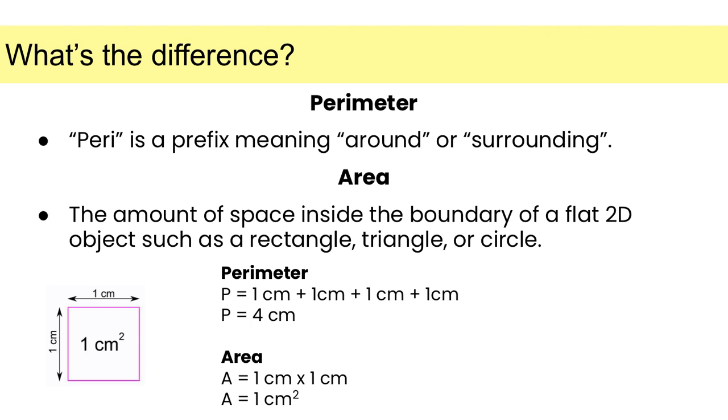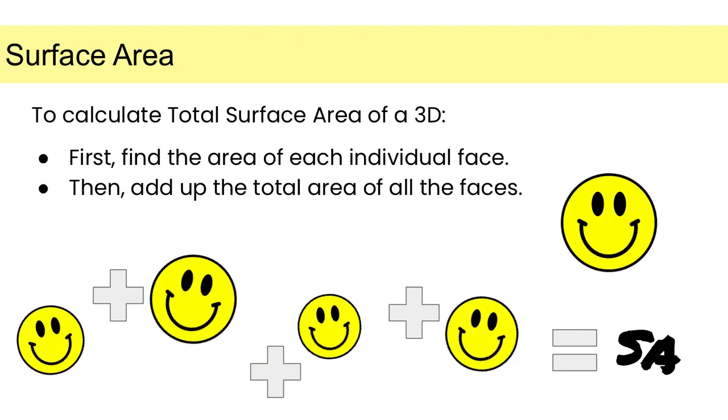Area is the amount of space inside the boundary of a flat 2D object, like a rectangle or a triangle or circle. If we look at the little example here, you can see that our perimeter all the way around would be 4 centimeters, whereas our area, length times width, which is 1 times 1, will just give us 1 squared centimeter. So to calculate the total surface area of a 3D object, first you have to find the area of each individual face and then add up the total area of those faces.